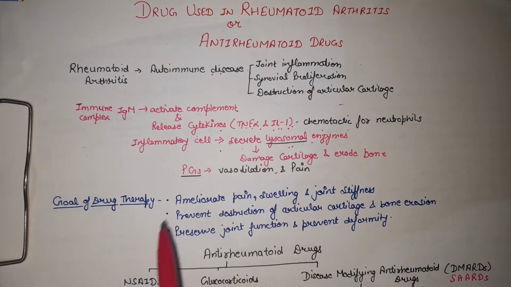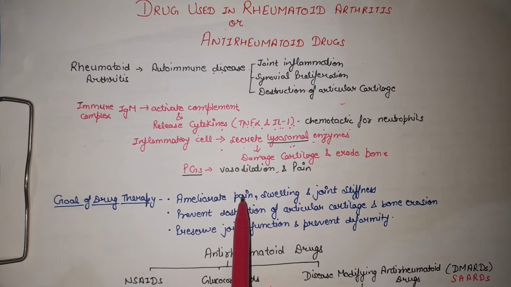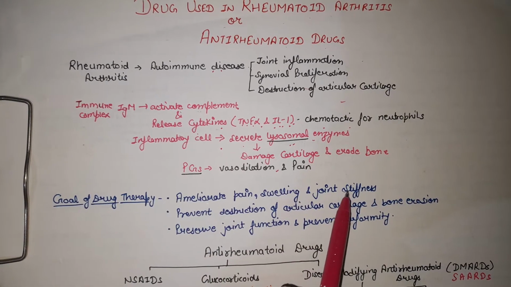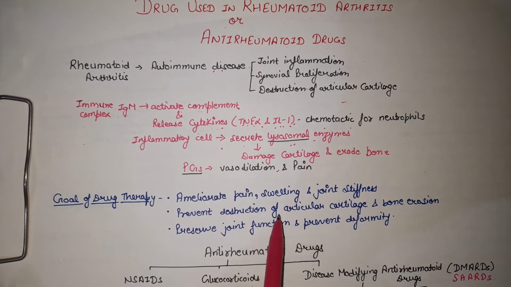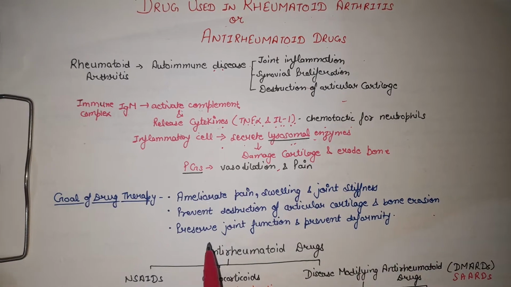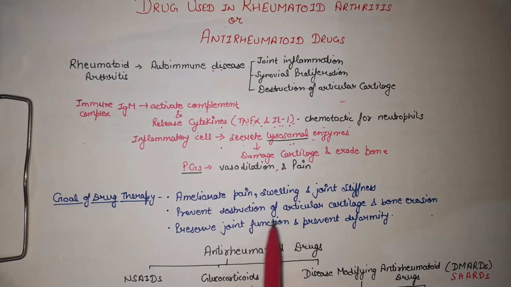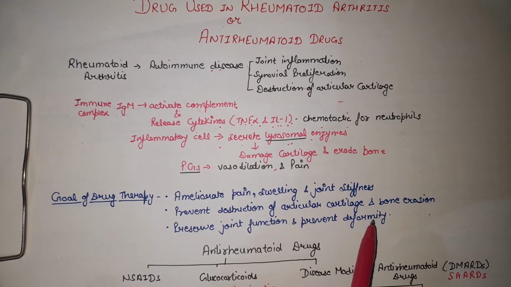So what is the goal of the drug therapy? The goal of drug therapy is to ameliorate the pain, swelling and joint stiffness. Means we have to relieve the pain of the patient. Then we have to prevent the destruction of the articular cartilage and bone erosion. Next, we have to preserve the joint function and in turn prevent the deformity of the bones.